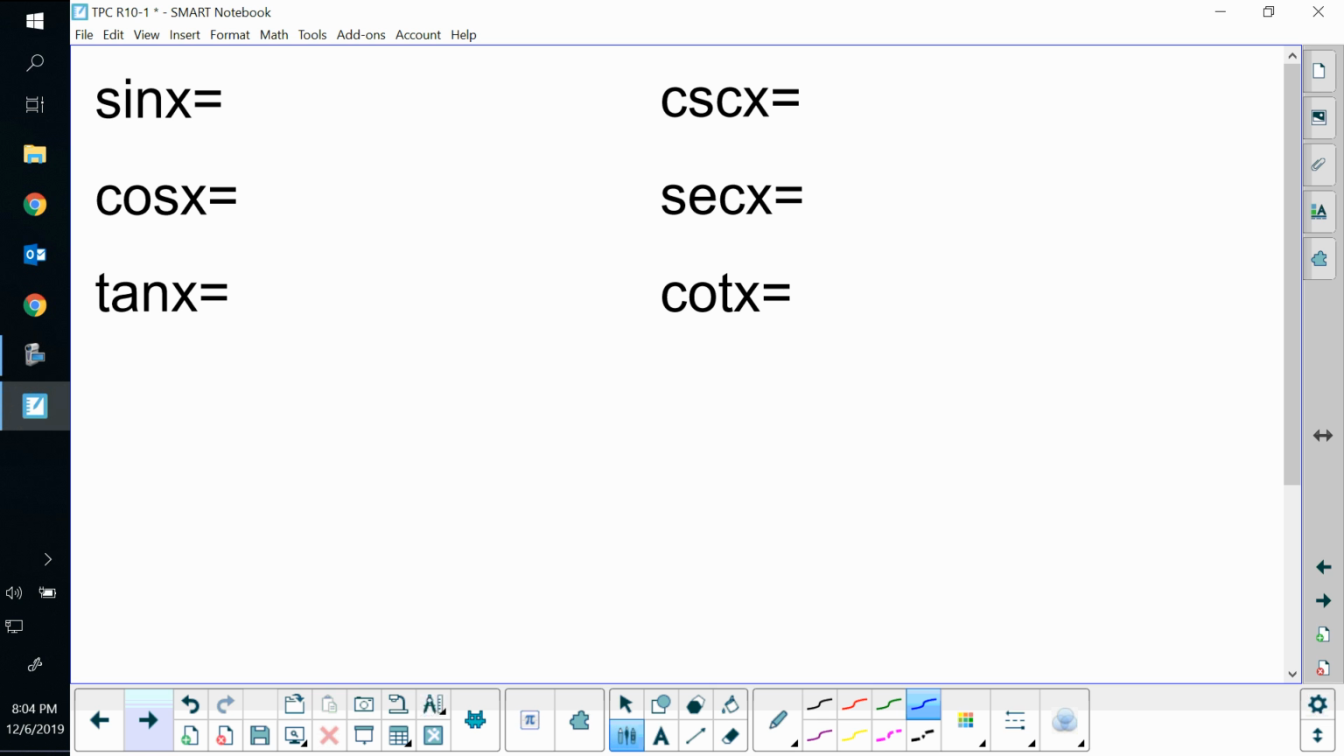All right, so if we could flip to page 1, this first slide is not in your packet. So if you could please just write it down in the space in between the top and bottom printed stuff on page 1. So we'll give you a moment to write out each of those 6 trig functions.